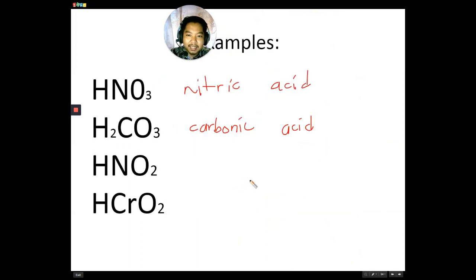Diba? Pag bagsak ka sa quiz, nitrite, char lang. Ang matalino yun. So, nitrite.